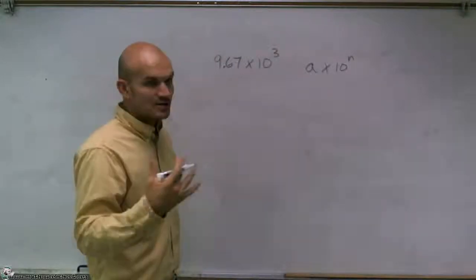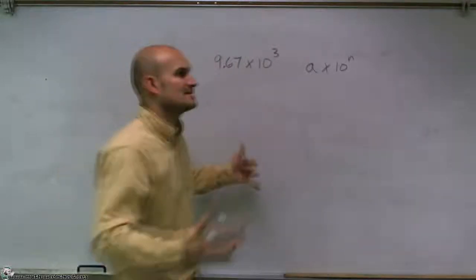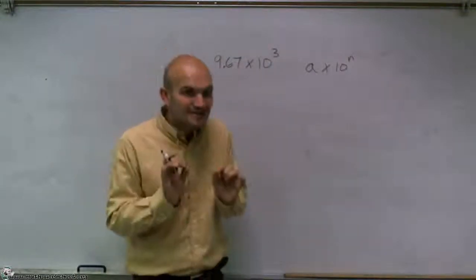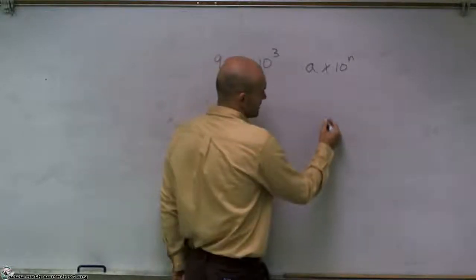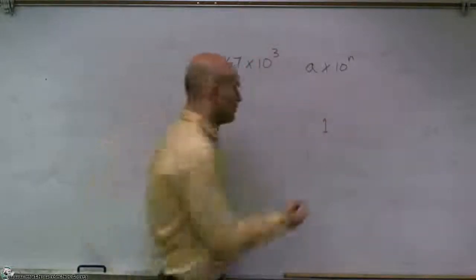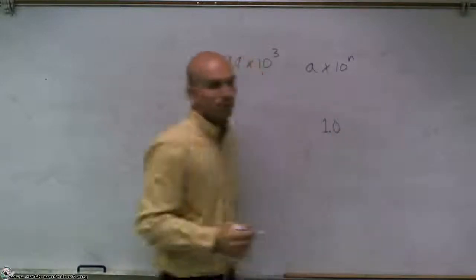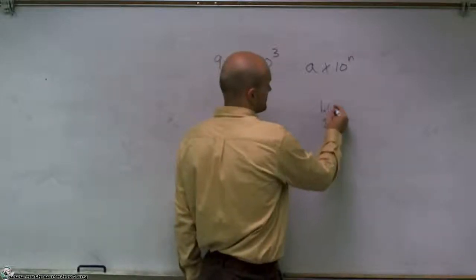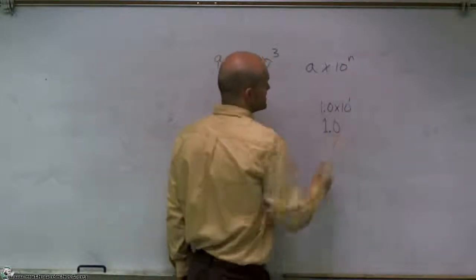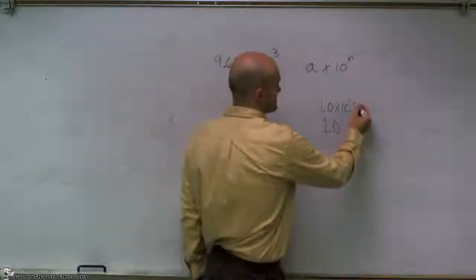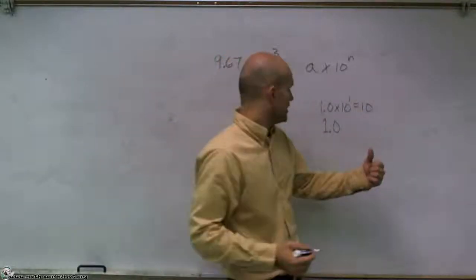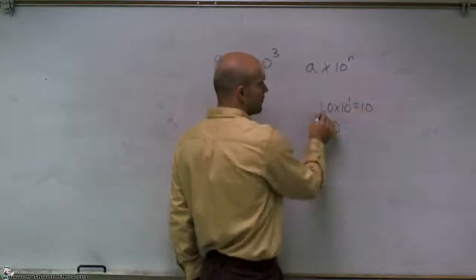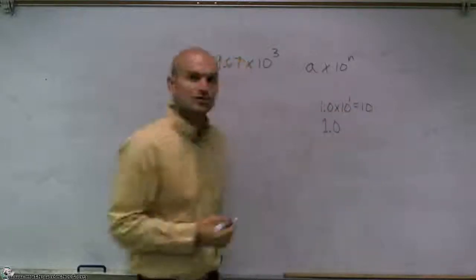So let's understand how our a times 10 to the n is going to affect us in a number, because we use scientific notation to help us write really, really large numbers and really, really small numbers. So let's just take the number 1. All right, and 1 we can write with a decimal point as 1.0. Now, if I was to multiply 1.0 times 10 to the first power, we know that answer would give us 10. Or, what we'd also like to notice is that really all I'm doing to 1.0 is just moving the decimal point one place to the right.